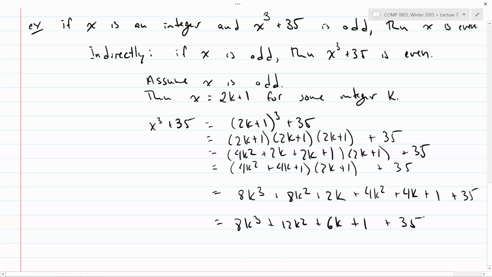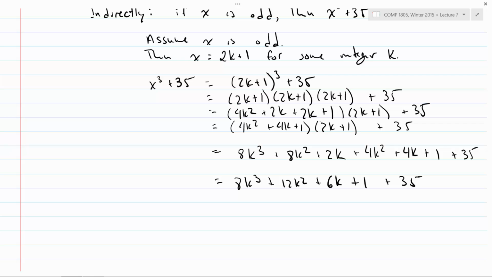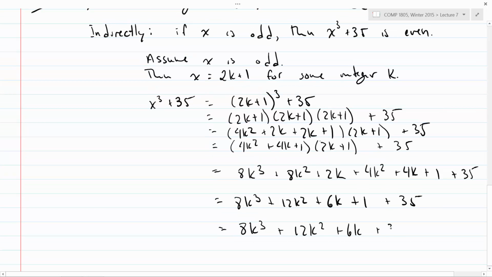I wouldn't give you a big long one like this on a test, of course. I don't expect you to be able to do this math in your head or anything like that, but this is what you do. All right, so now that we have that, we need to work with it a little bit. Let's combine everything together to get 8k cubed plus 12k squared plus 6k plus 36.